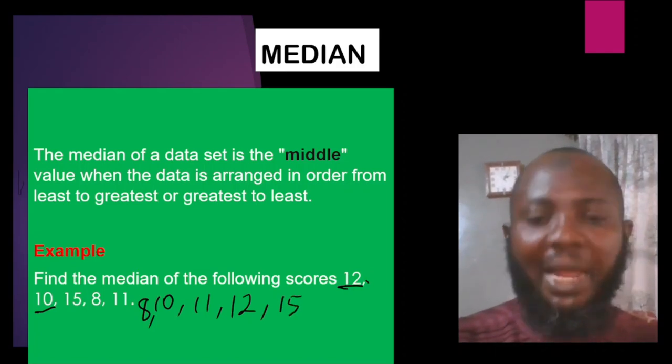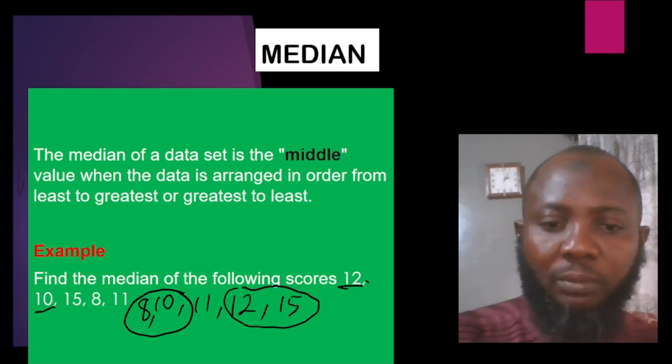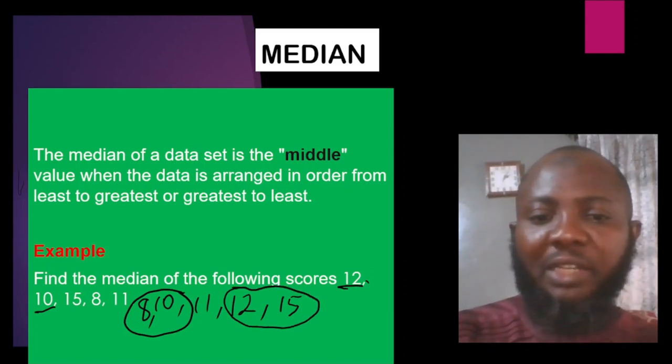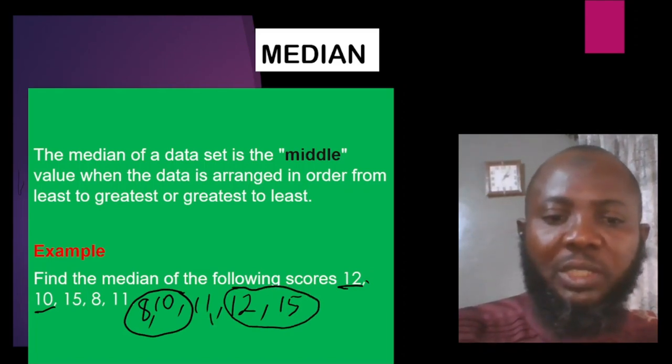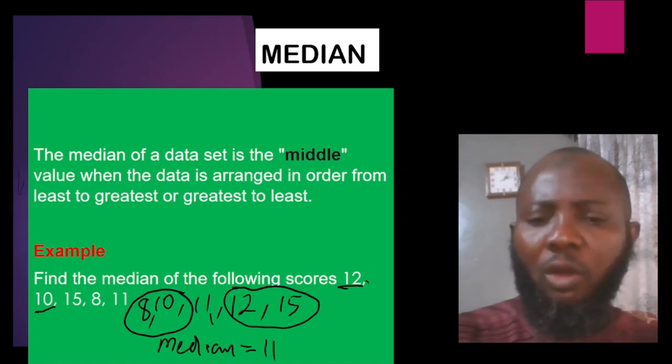So after arranging it, you now look for which number is at the middle. Since we have 5 numbers, we count 2 here, we also count 2 here. So the number we have at the middle is 11. So which means the median of this set is equal to 11. I hope this is clear.